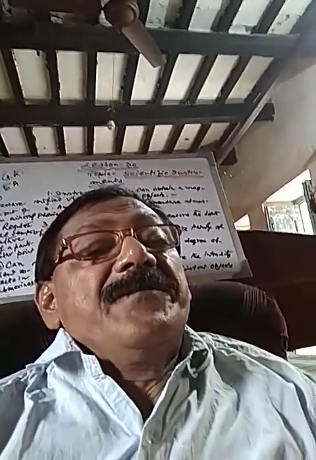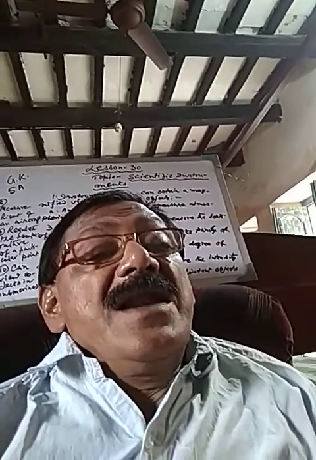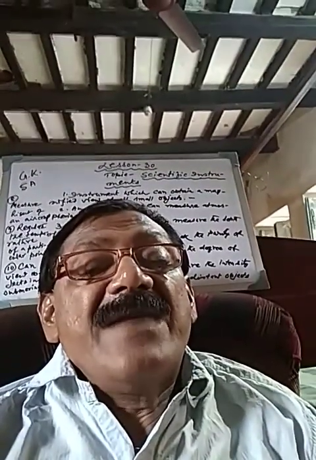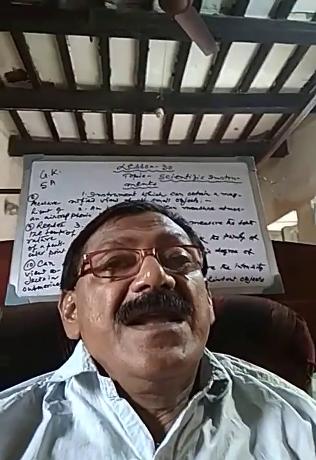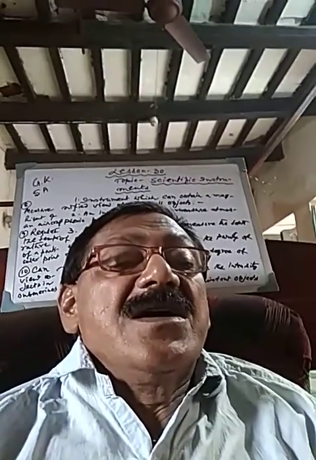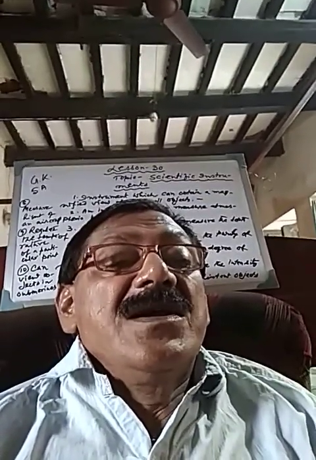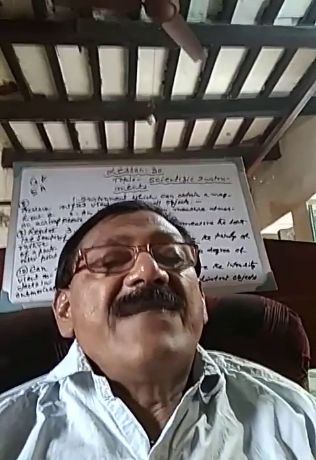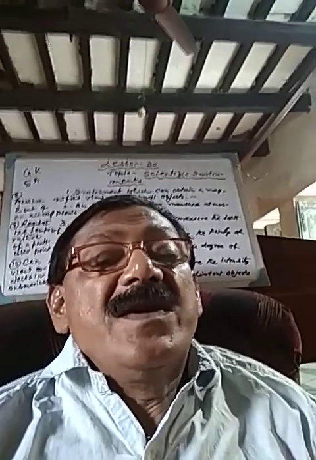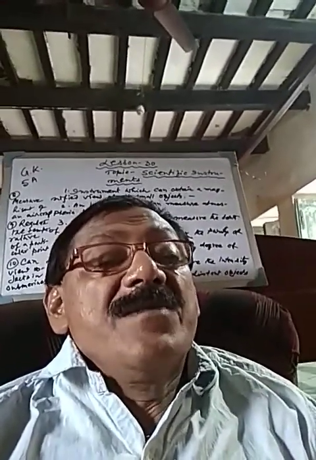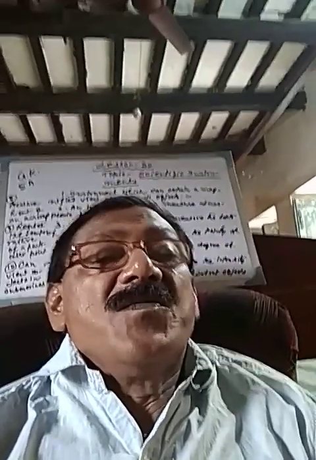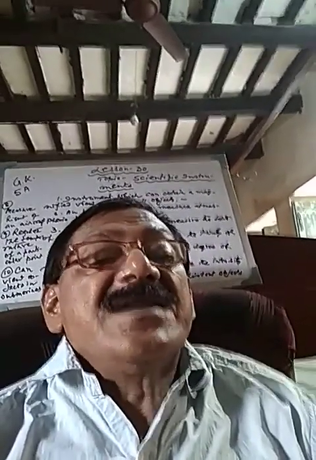And next one, name one instrument that can view objects above the sea level from submarines. What is the name of the instrument? The name of the instrument is periscope. Periscope is an instrument that can view objects above the sea level from submarines.